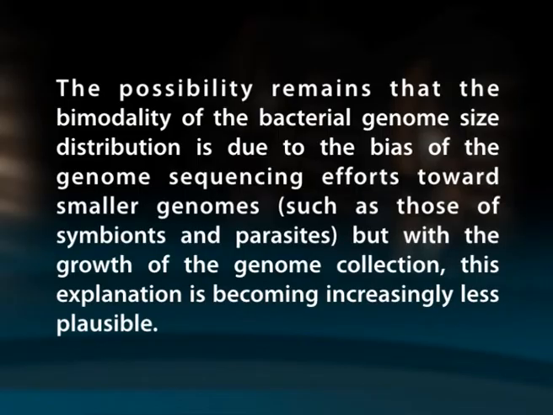Remarkably, bacteria show a clear-cut bimodal distribution of genome sizes, with the highest peak at 2 Mb and the second smaller one at 5 Mb. Although there are many genomes of intermediate size, this distribution suggests the existence of two more or less distinct classes of bacteria. The possibility remains that the bimodality of the bacterial genome size distribution is due to the bias of the genome sequencing efforts towards smaller genomes, such as those of symbionts and parasites. But with the growth of the genome collection, this explanation is becoming increasingly less plausible.